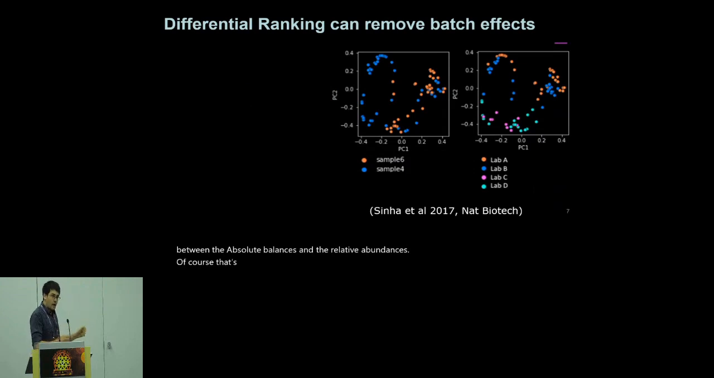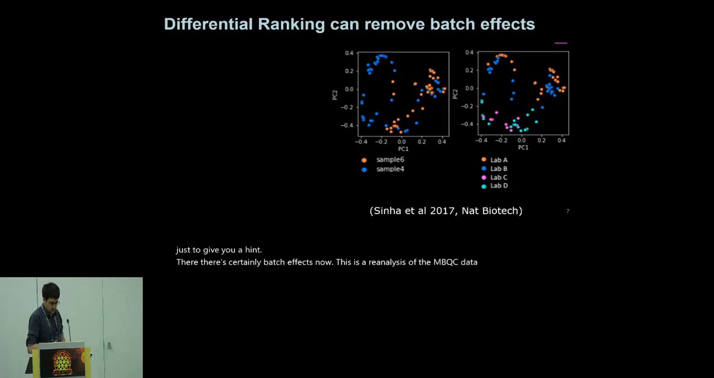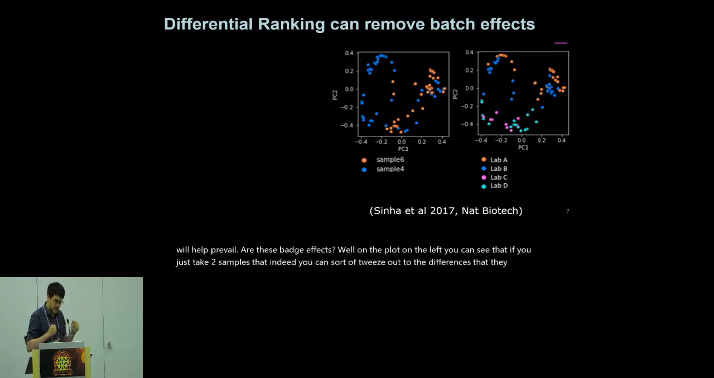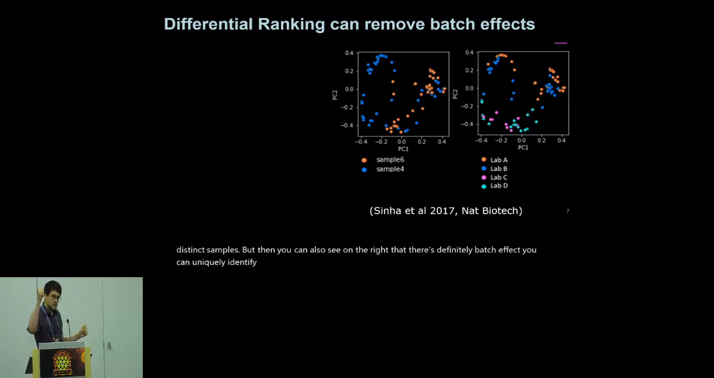Of course, that's just one of many problems when dealing with these types of meta-analyses. Just to give you a hint, there are certainly batch effects. This is a reanalysis of the MBQC data set, where they took multiple samples and sent them to various labs to reprocess, to see how prevalent these batch effects are. On the plot on the left, you can see that if you just take two samples, you can tease out the differences, that they are two distinct samples. But then you can also see on the right that there's definitely batch effect. You can uniquely identify which lab sequenced which samples.